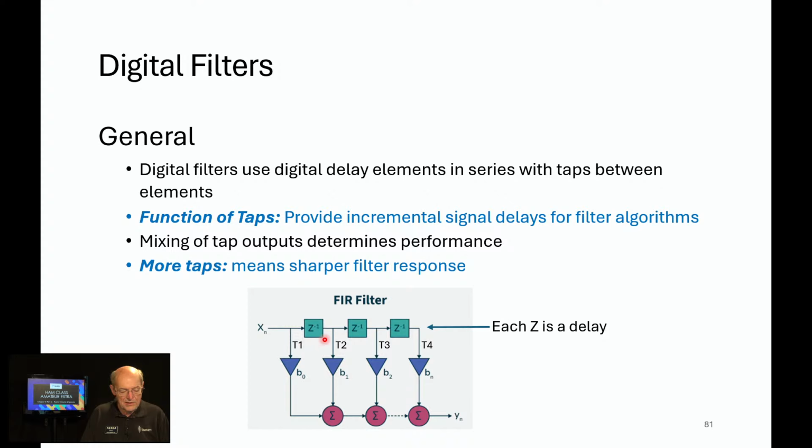And we see that working here. These are the delays. And then the digital signal processing is going to use those to create the filter shapes. So mixing of tap outputs determines performance, the mixing of the outputs and the way that they're summed. And if you want a sharper filter response, you need more taps. So you need to know the function of taps and the fact that if you have more taps, you can get a sharper filter response.